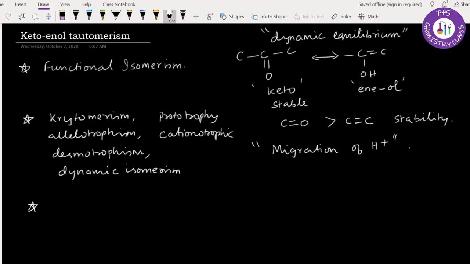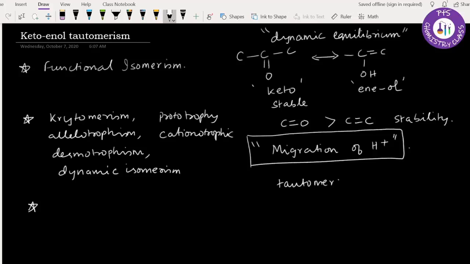So this contributes to the formation of the tautomers, and tautomers can be isolated. They are not like a transition state. They are very stable forms, and therefore they can be isolated by any of the known physical or chemical methods depending upon the compound. So these are some of the simple and basic features of the keto-enol tautomerism.